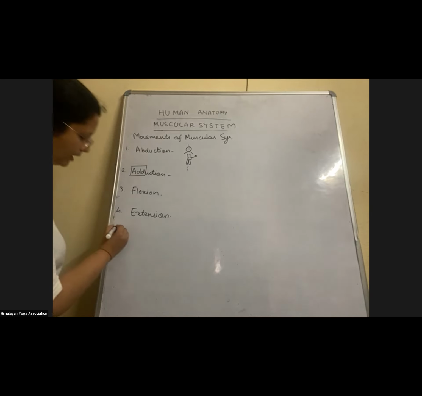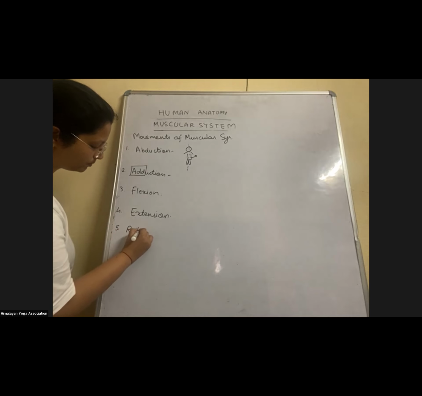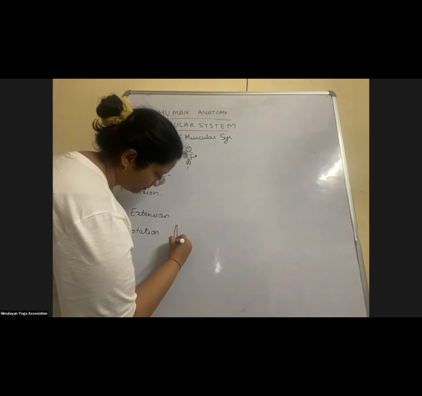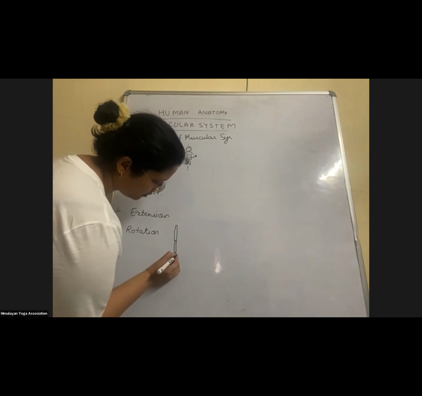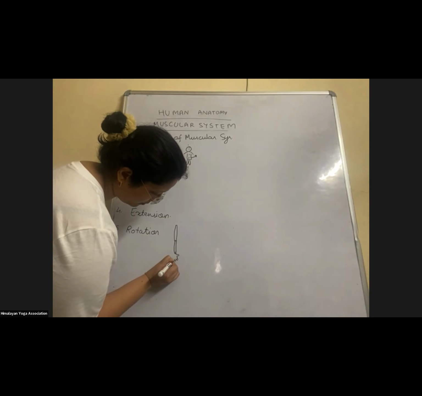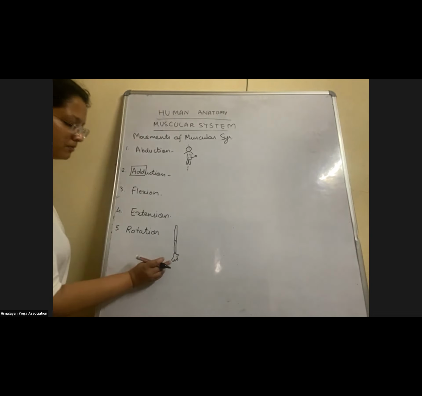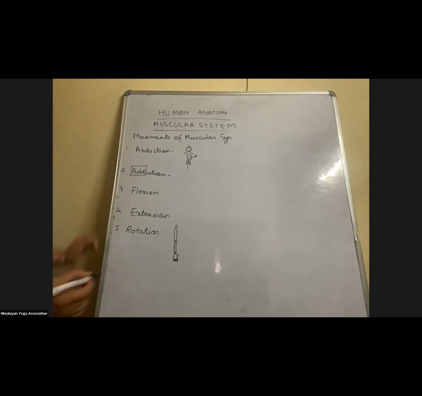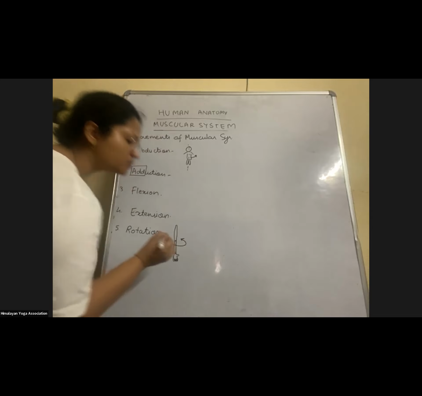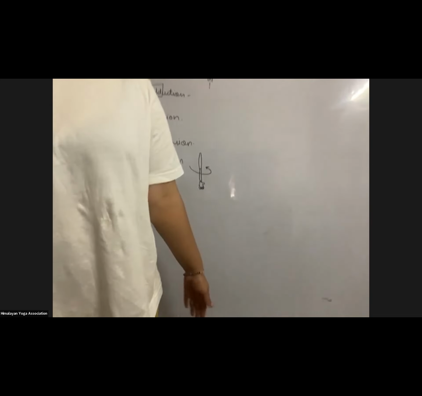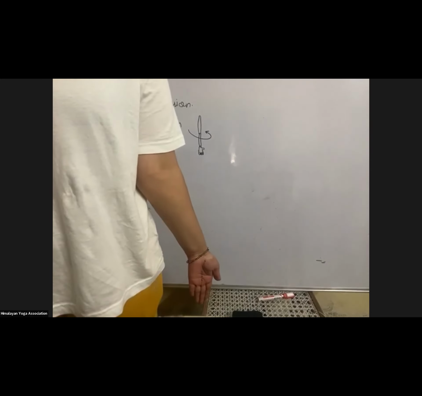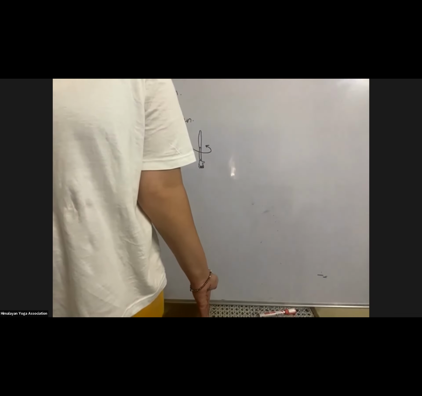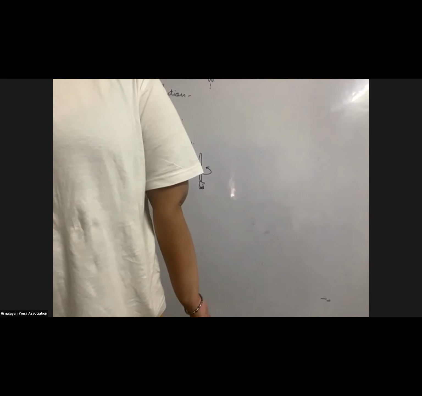Okay. Then we have rotation. When the arm is moving around its axis, like you see, this is a neutral position, okay, but I can rotate it around its axis. This is called rotation.